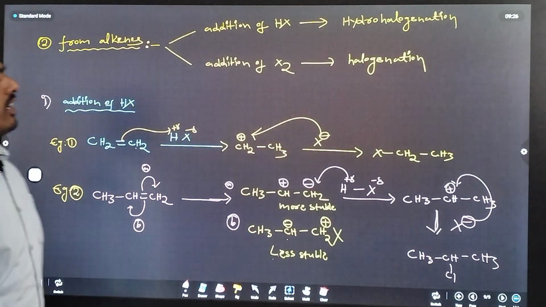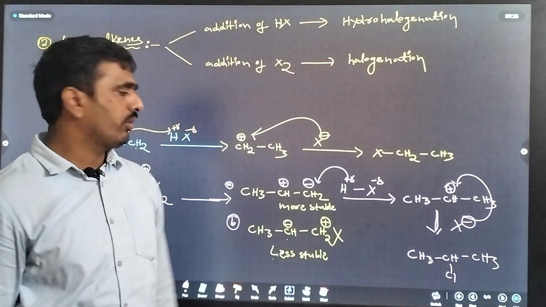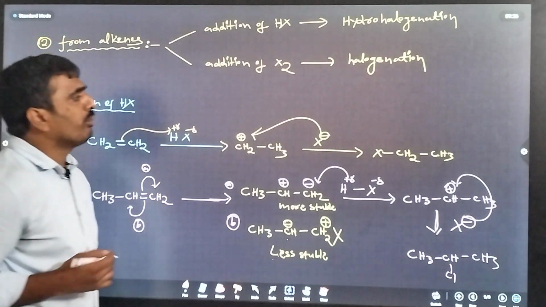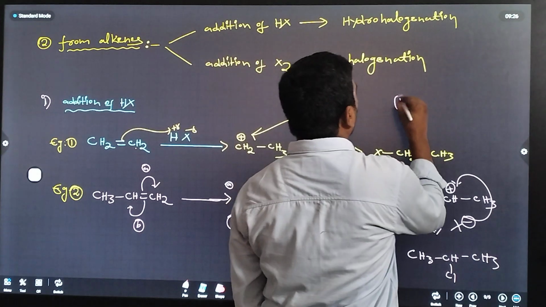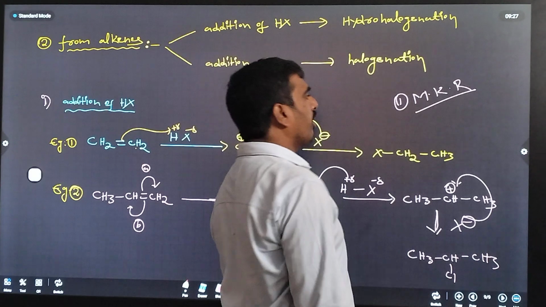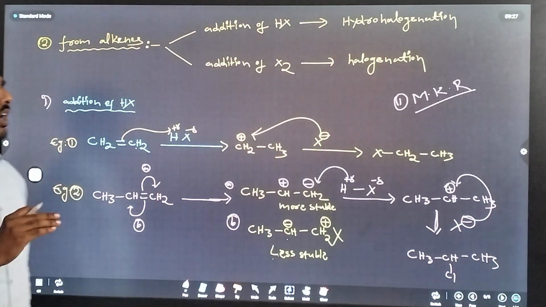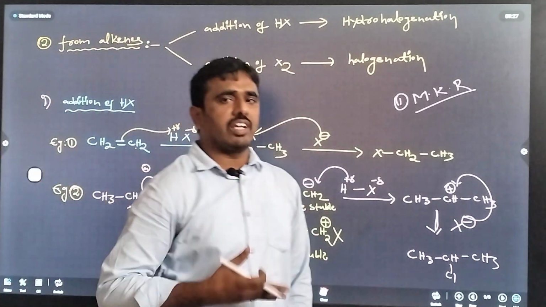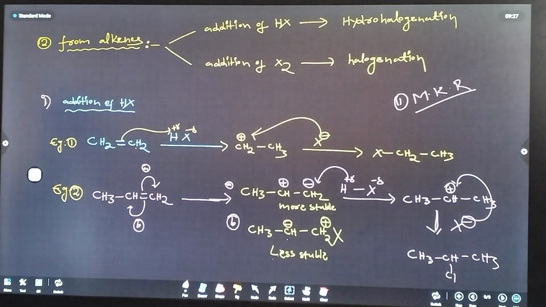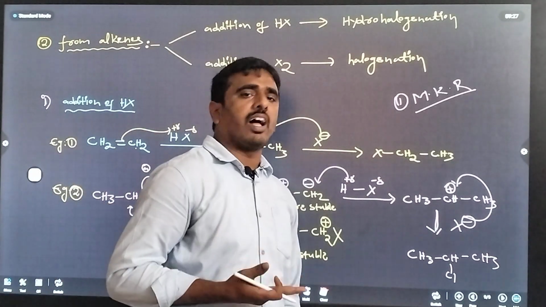So here we know some rules, the Markovnikov rule and the anti-Markovnikov rule. First I will discuss the Markovnikov rule, the MK rule. According to the Markovnikov rule, the negative part of the reagent is added to the double bonded carbon atom which has a lower number of hydrogens.